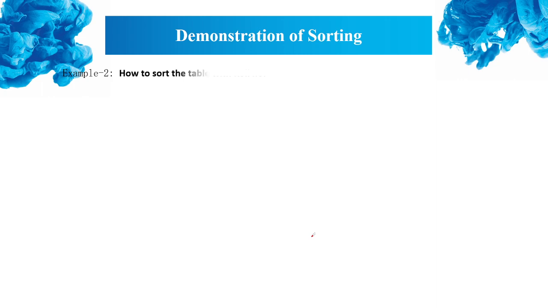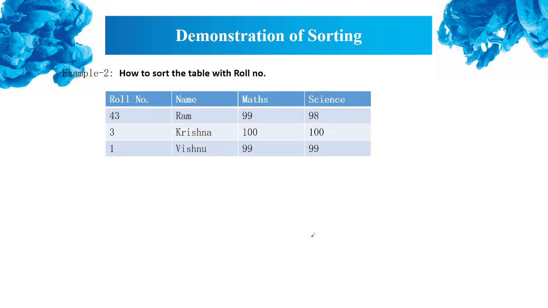Next, sorting. I think you all know that. Suppose this is a table, that will be a bit confusing for you. So if you want to know the details of the students according to the roll numbers, for that we need a sorting type of thing. So in SQL we do have a keyword called ORDER BY in order to sort the table. So we will check how to sort by roll number.